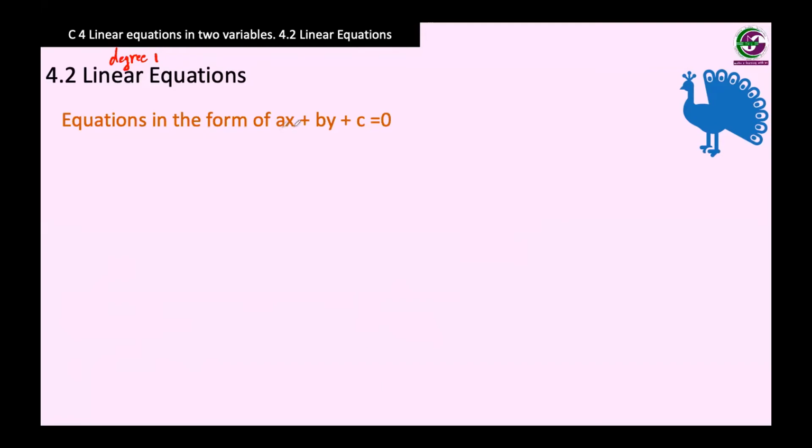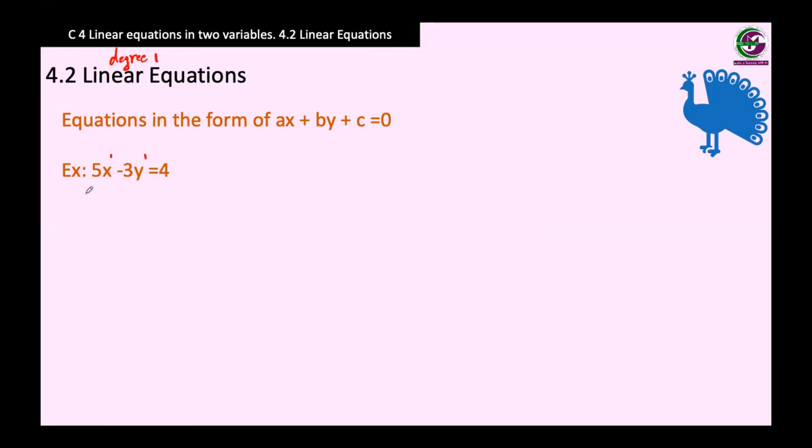Means you have to write the term with x first, then the term with y, and the term without x and y, means the constant. And on the other side of the equation, we will only have 0. Let's see an example. Here, this is a linear equation because the powers are 1 for x and y. And we have to rewrite this equation in the form of ax plus by plus c is equal to 0.